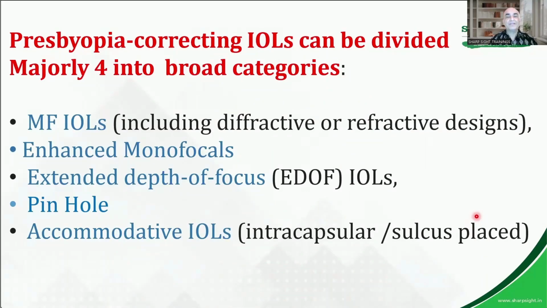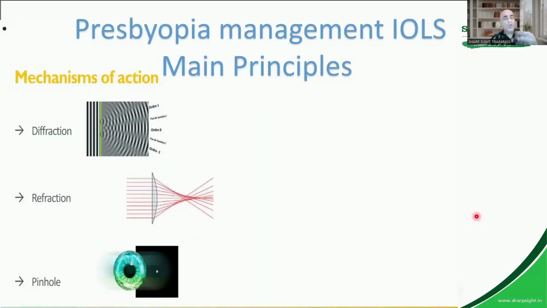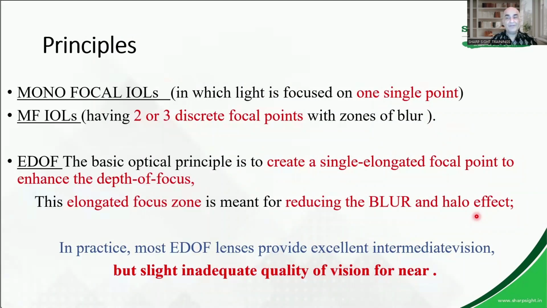There are four major categories of presbyopia correcting lenses: the multifocal IOLs, the enhanced monofocals, the extended depth of focus lenses, pinholes, and accommodative lenses. All work on three basic principles: diffraction, refraction, and pinhole. As we move forward, we will discuss more of that. And this slide is self-descriptive.